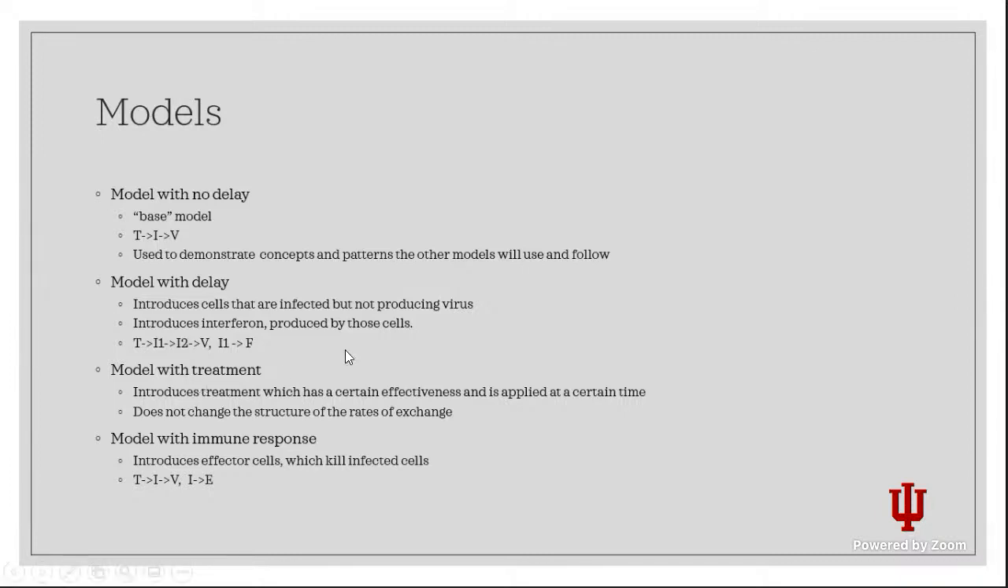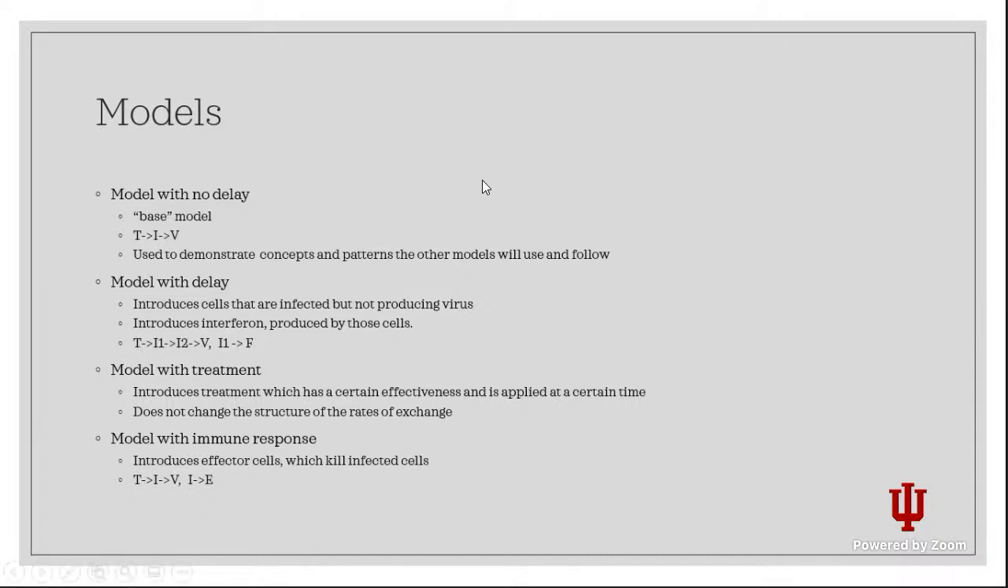Then there is the model with treatment, which was the one that I must have scrolled past earlier. It introduces a treatment with a certain effectiveness applied at a certain time. It does not change the structure of the rates of exchange. It just changes the rates themselves. It does not change the structure the way that the model with delay adds a new type of rate being exchanged.